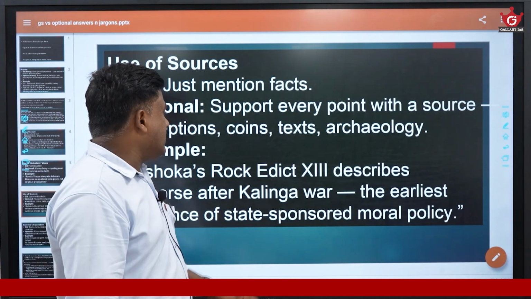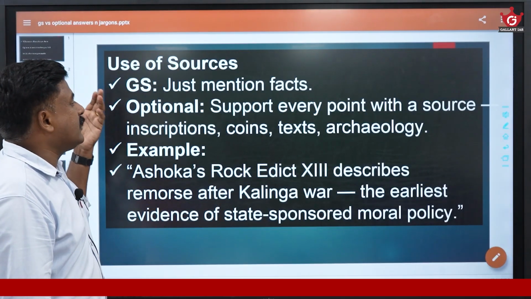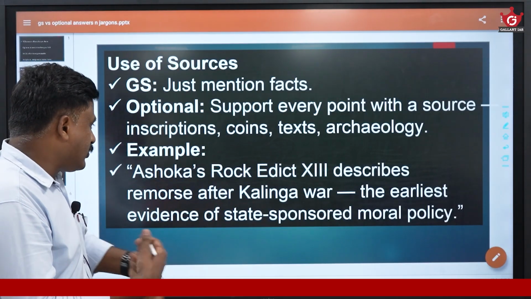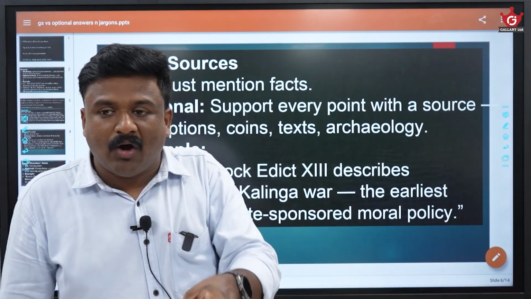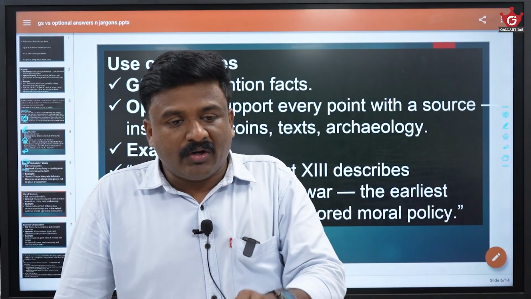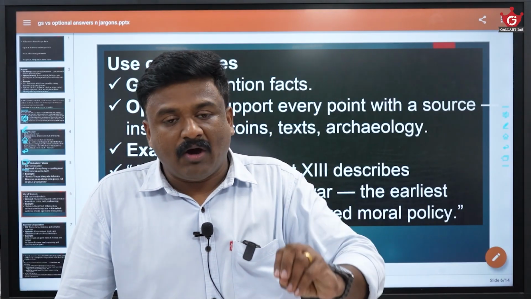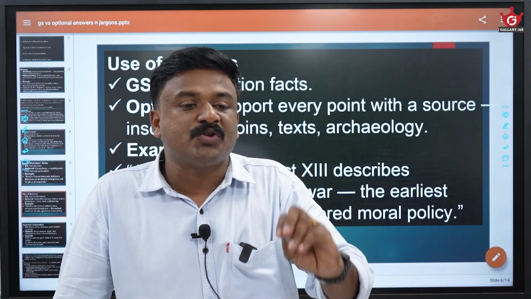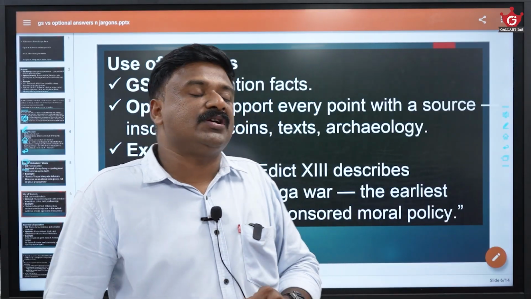But what is important is that the evidences, sources, interpretations, or historiography are required throughout this answer. It is not listing out. It is clearly in order to distinguish, analyze, compare and contrast, or describe any issues. We have to present evidences, examples, or the historians' views in history optional. That is not required in GS answers.